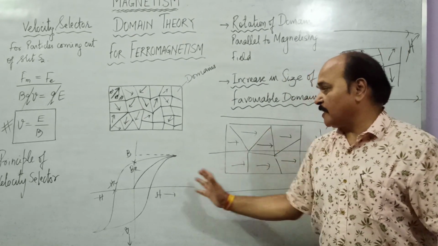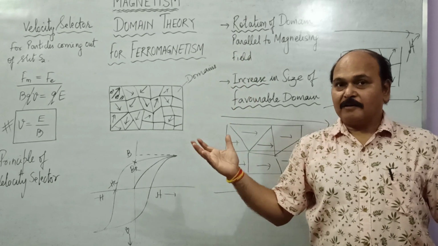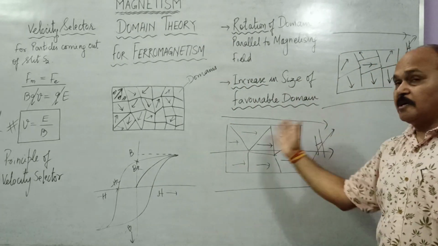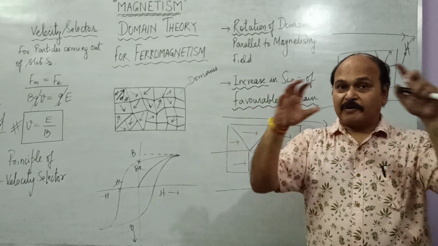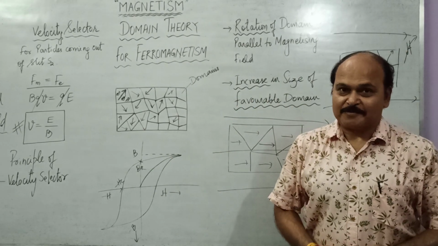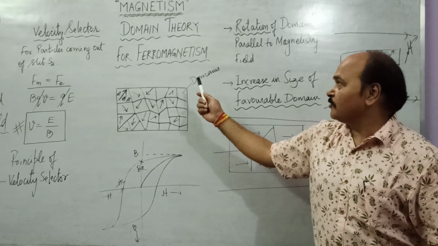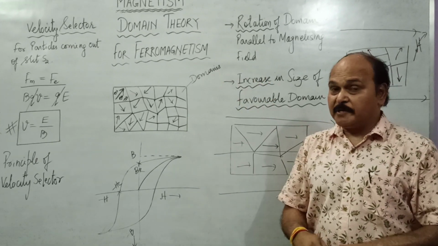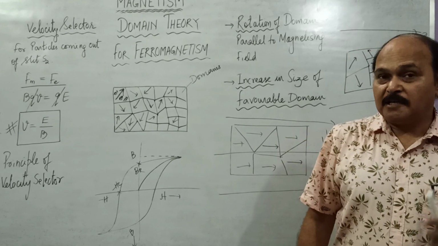And if we increase the magnetizing field in the opposite direction, the same thing happens. The size of the favorable domain in the opposite direction increases, and finally occupies the whole ferromagnetic substance. So this domain theory explains ferromagnetism, the behavior of a ferromagnetic substance in a magnetizing field.